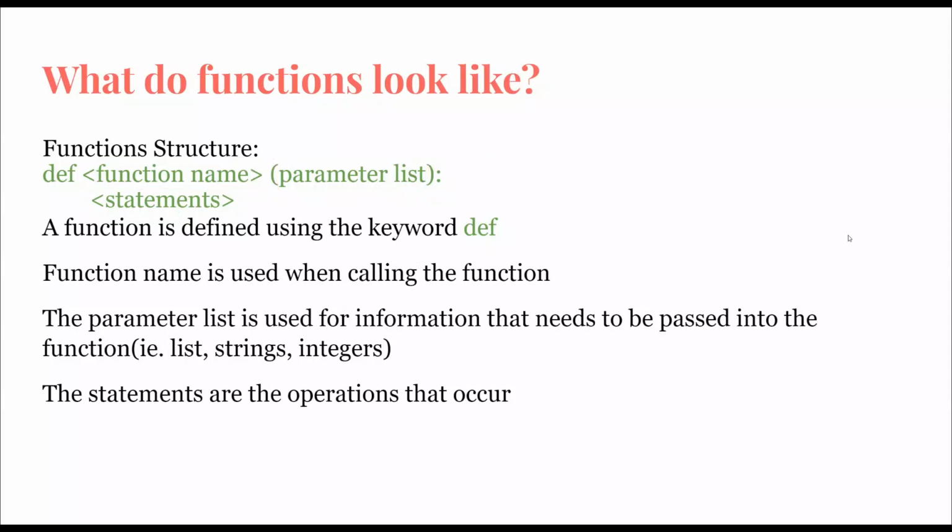The function name is used when you call the function. We advise you to use a function name that is memorable or easy to understand, so that when you call the function, it's really easy for you to get back to it. The parameter list is used for information that needs to be passed into the function, and the statements are the operations that occur.